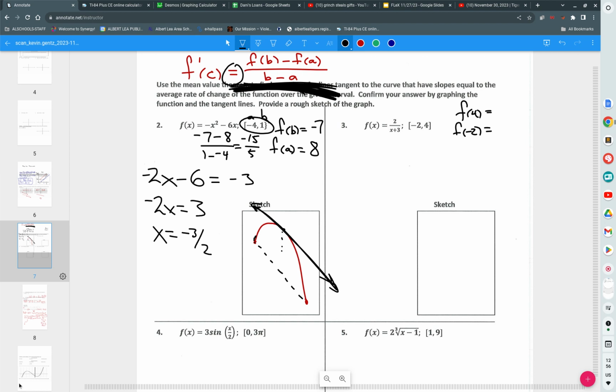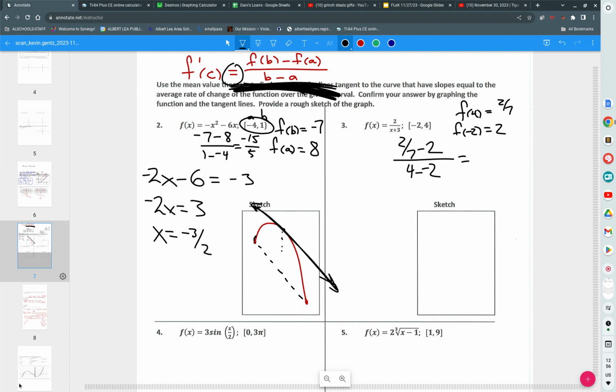What is f of 4? 2/7. f of -2. 2. So again, I'm working on the right-hand side. I have 2/7 minus 2 all over what? 4 plus 2. Okay.